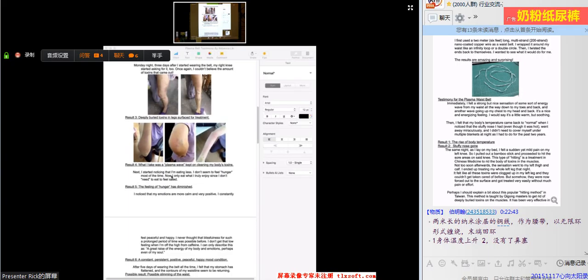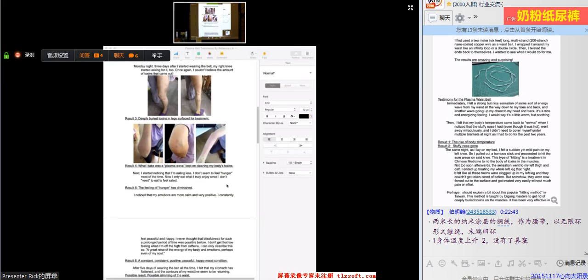Next, I started noticing that I'm eating less. I don't seem to feel hunger most of the time. Now I only eat what I truly enjoy, since I don't need to eat to feel satiated. Result 5, the feeling of hunger has diminished.